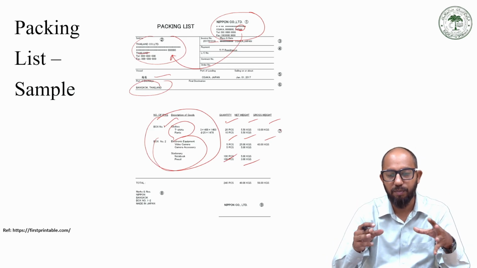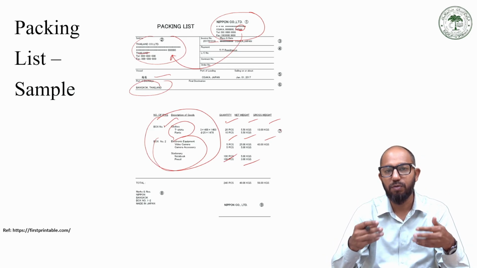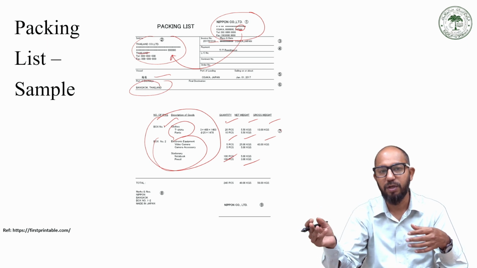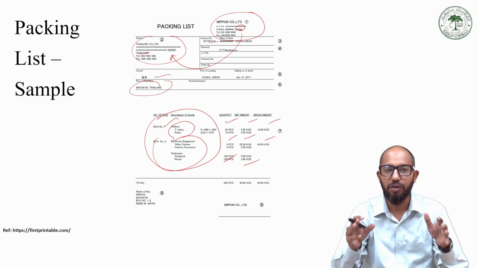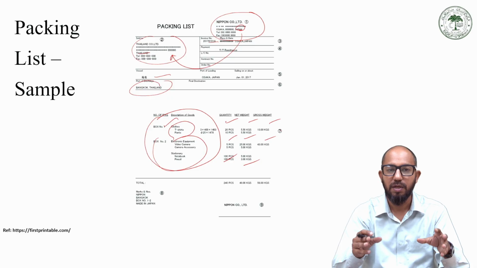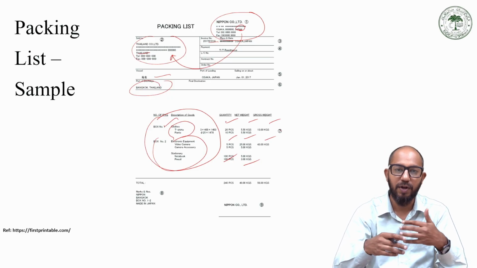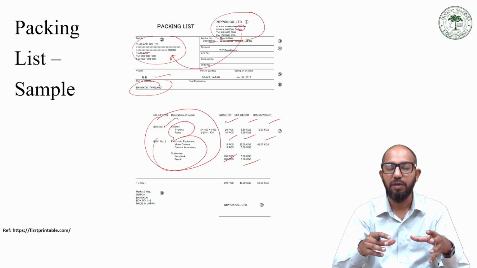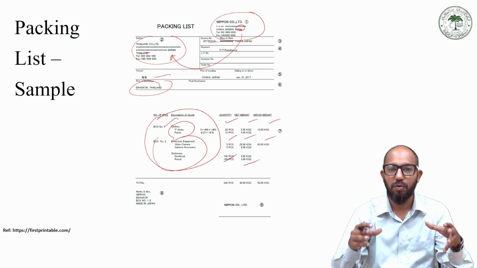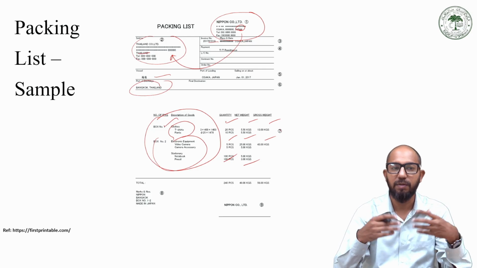We can see how important it is, because when the goods are being loaded and unloaded, it should be very clear what the container contains, what are the different types of items which actually form the whole container as one unit. So these things are provided by the packing list.